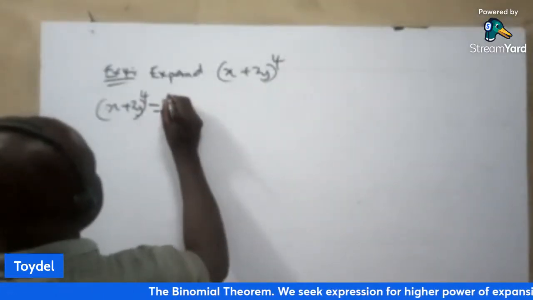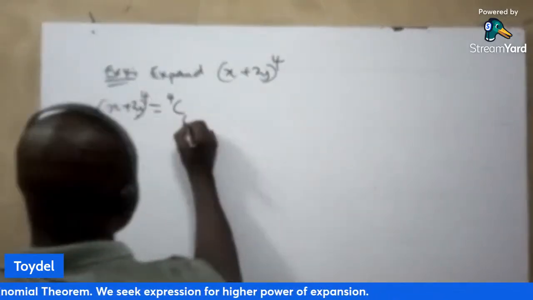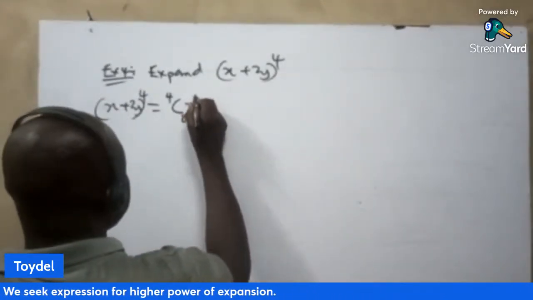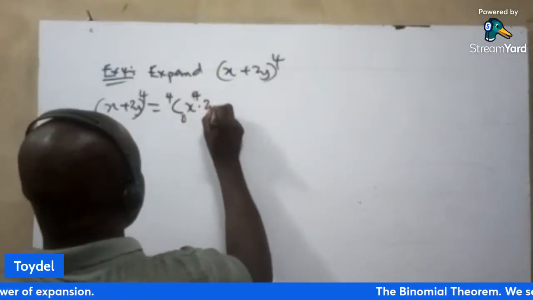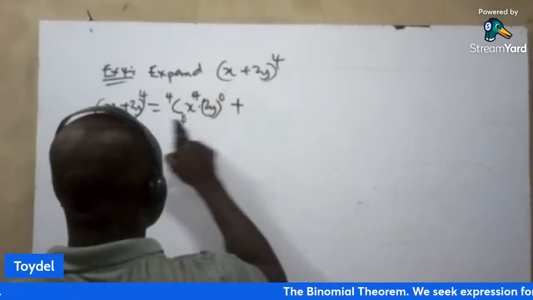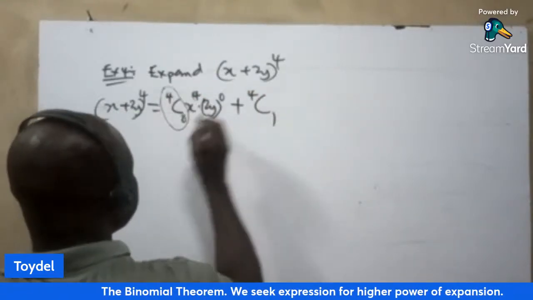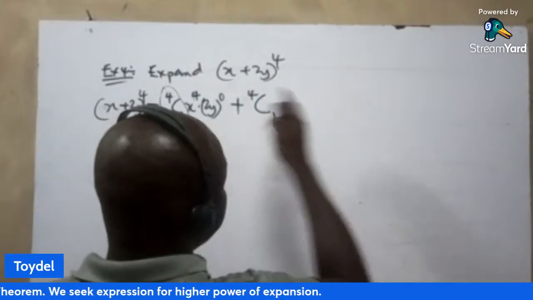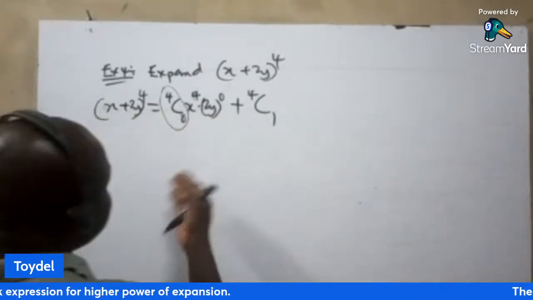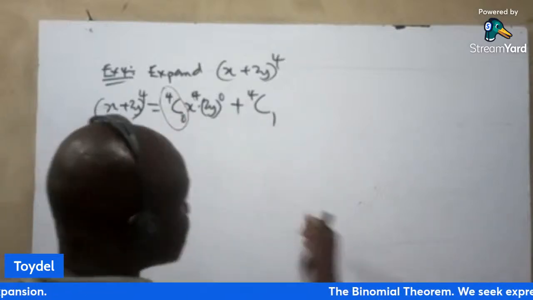In this case now, I'm going to get 4 combination 0, s raised to power 4, multiplied by 2y raised to power 0, plus 4 combination 1. All this will help me to find the coefficient. In the first method, we use the Pascal triangle to get the coefficient. But when you are using this binomial expansion formula, we are going to use this combination to get the coefficient.